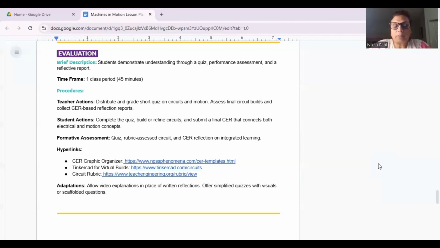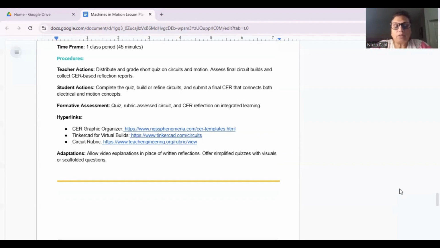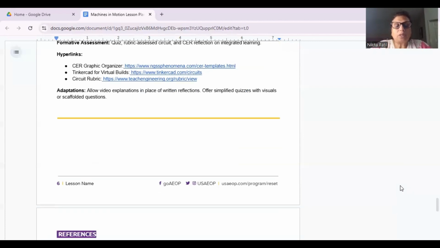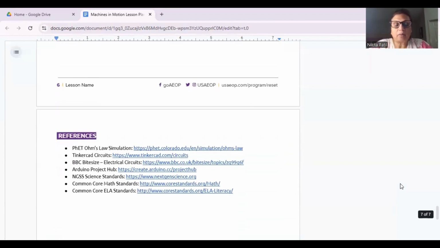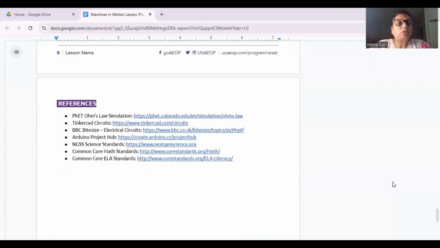Formative assessments include the quiz, a rubric-assessed circuit, and a CER reflection on their integrated learning. Adaptations include allowing video explanations for reflections and offering simplified or scaffolded quizzes. So this is our lesson, Electricity and Motion.